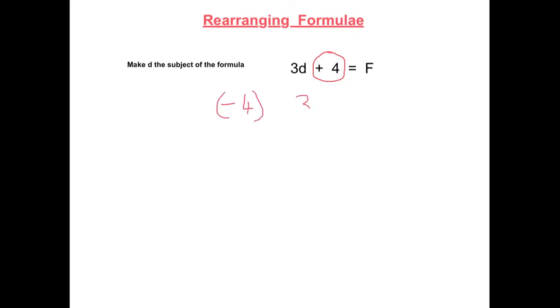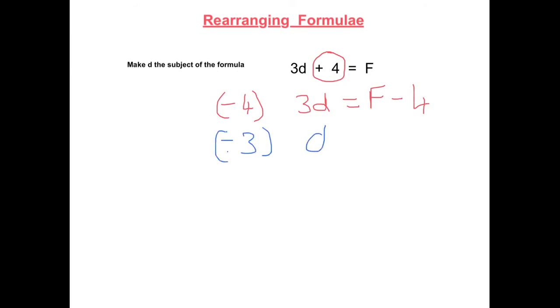So that will leave me with just 3D on this side of the equal sign. And on this side, I will have F minus 4 because I've taken 4 away. Okay, now what I need to do is to get rid of the 3. And if you remember from the last slide, 3D means 3 times D. So the opposite of times is divide, so I'm going to divide by 3 this time.